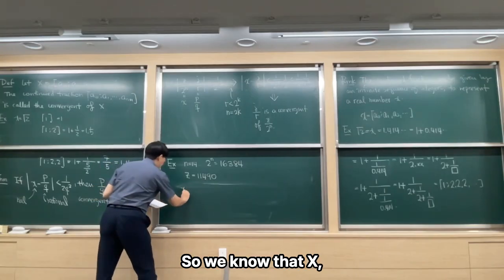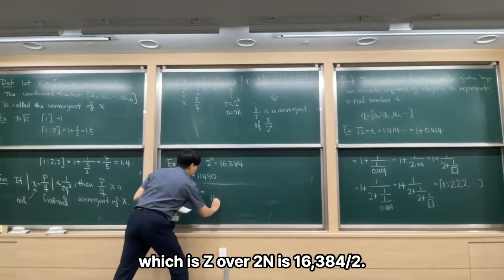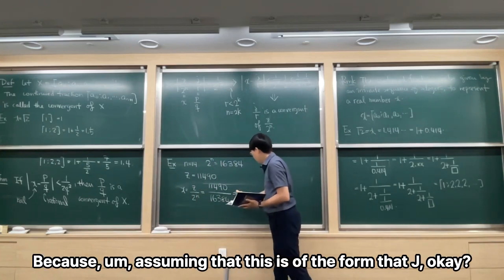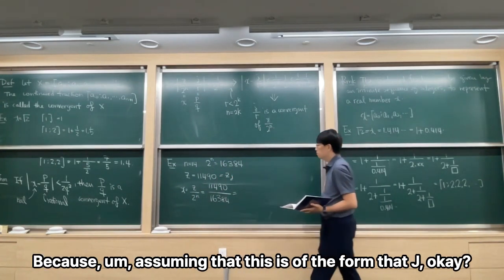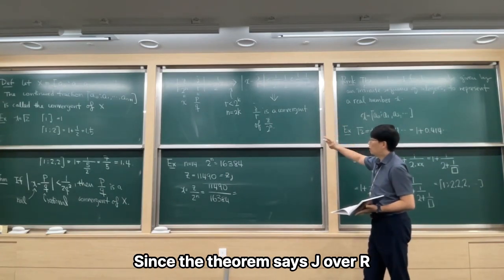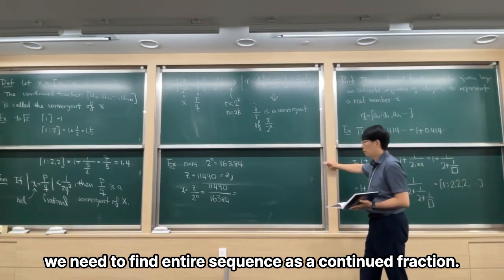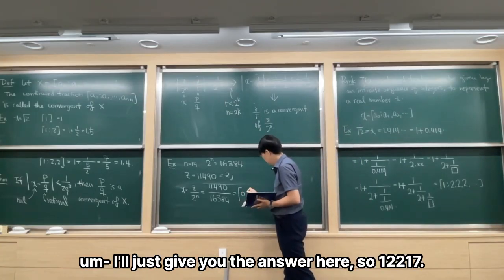So we know that x, which is z over 2^n, is 11490 over 16,384. Let's try to find the continued fraction, assuming this is of the form zj, because I want to find out what j over r is. Since the theorem says j over r is a convergent of x, we need to find the entire sequence as a continued fraction. If you do this, I'll just give you the answer here.